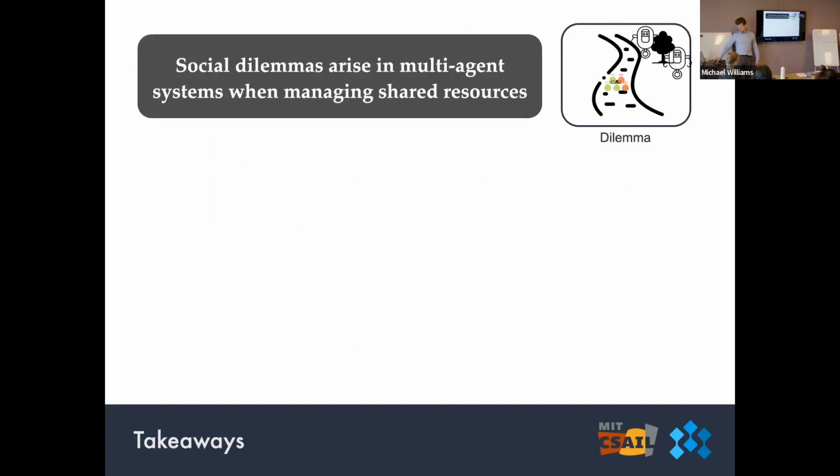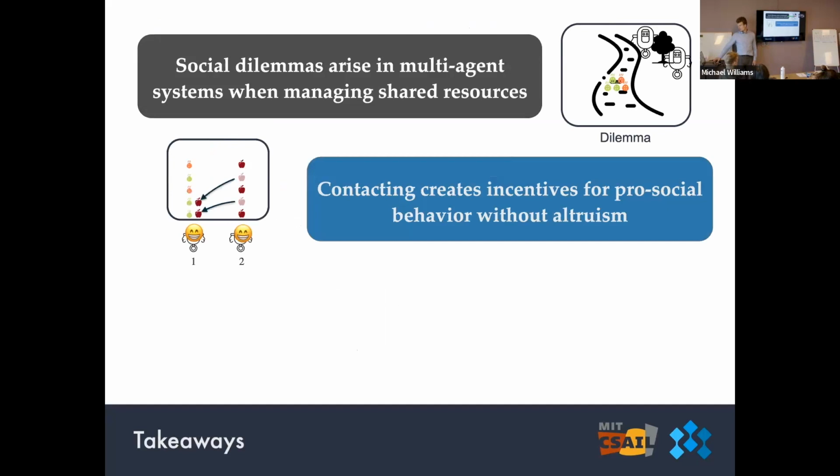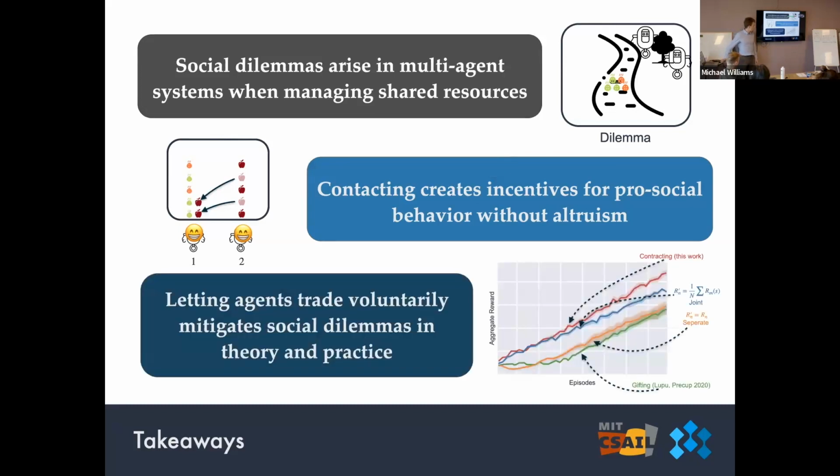So in summary of this paper, social dilemmas arise in multi-agent systems when managing shared resources. Contracting or commitment devices in this environment create incentives for pro-social behavior without assuming any altruism, and letting agents trade voluntarily mitigate social dilemmas in both theory and in practice.